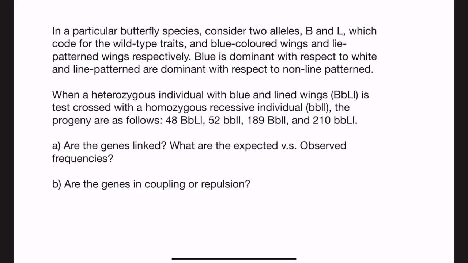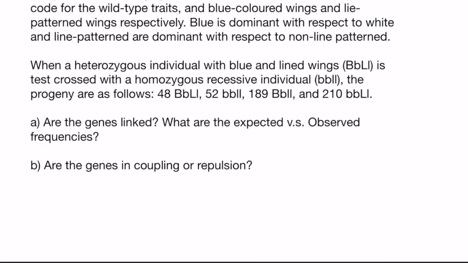In the particular butterfly species, consider two alleles, big B and big L, which code for the wild-type traits, blue-colored wings and line pattern wings respectively. Blue is dominant with respect to white, and lines are dominant with respect to no lines. When a heterozygous individual with blue and lined wings, big B, small b, big L, small l, is test-crossed with a homozygous recessive individual, small b, small l, the progeny are as follows.